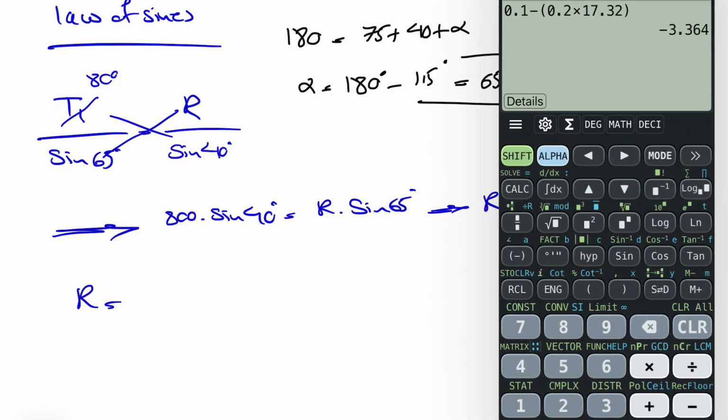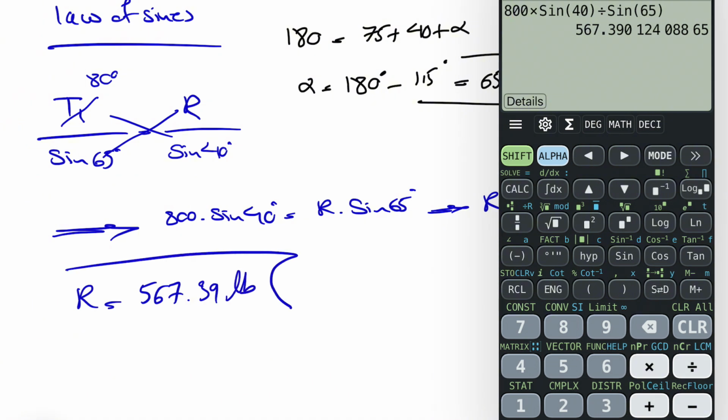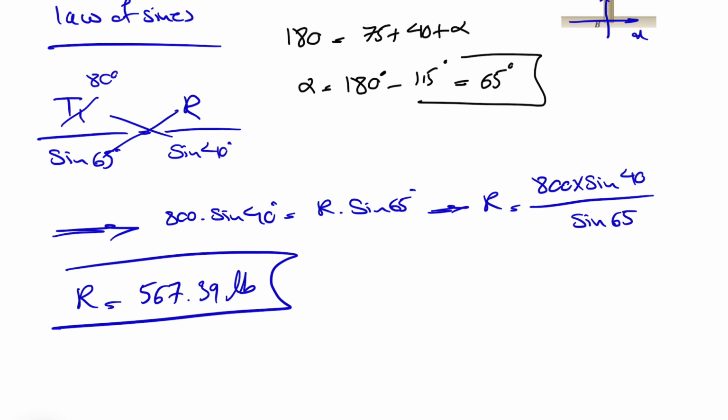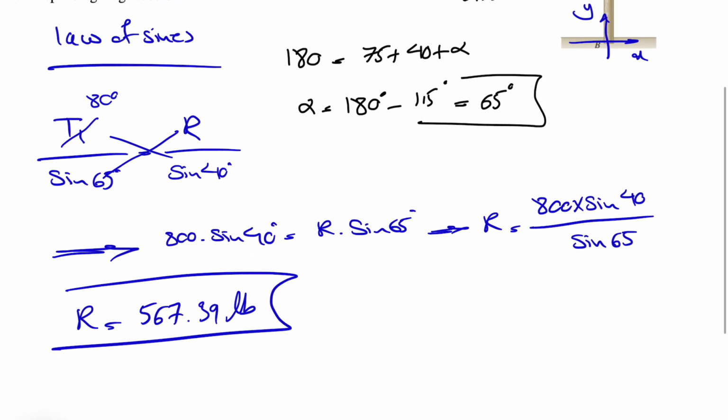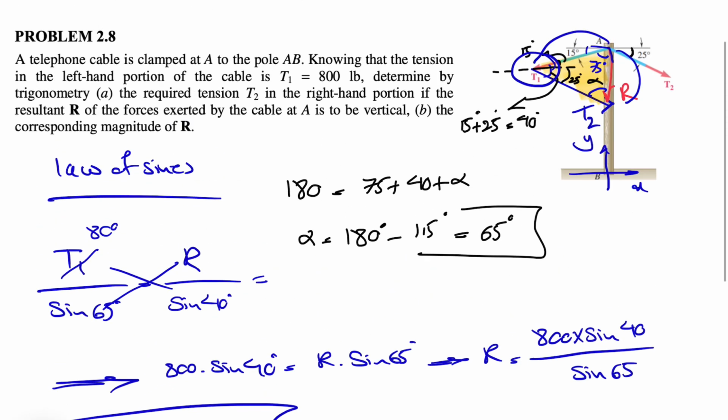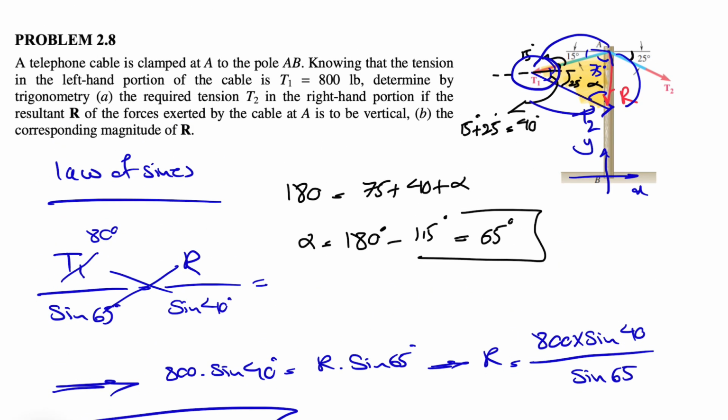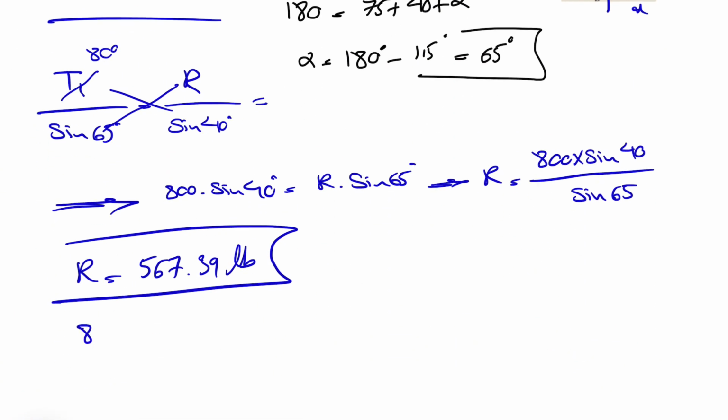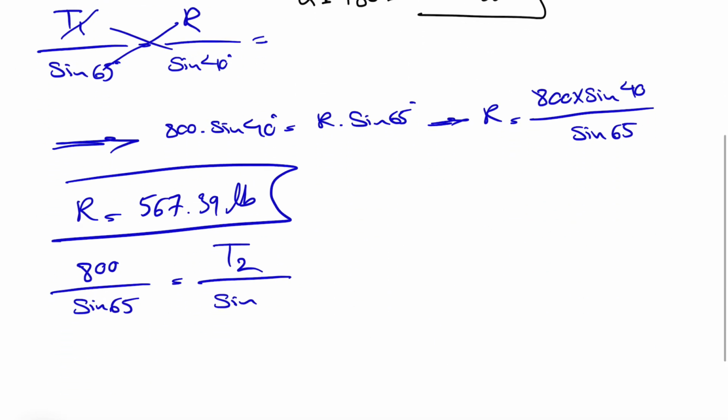So let's figure that out. 800 times sine of 40 divided by sine of 65. So we'll have 567.39 pounds. As for the R and our triangle rule, we know this will be equal to the other side over the sine of angle. The other side would be T2, and the angle is 75. So basically, again, we have 800 over sine of 65 is equal to T2 over sine of, as I mentioned, the angle is 75 degrees.